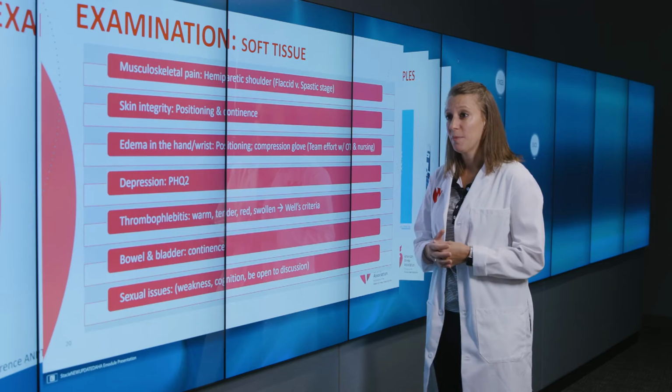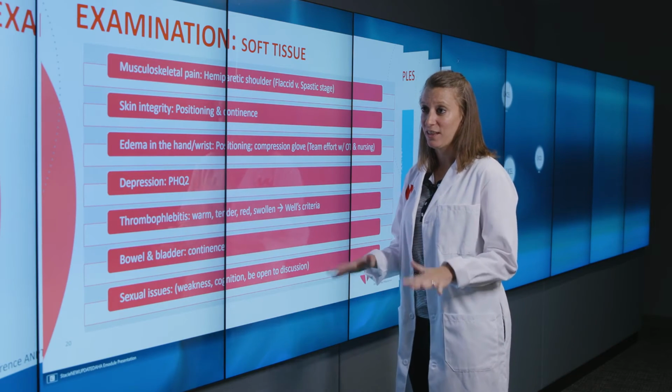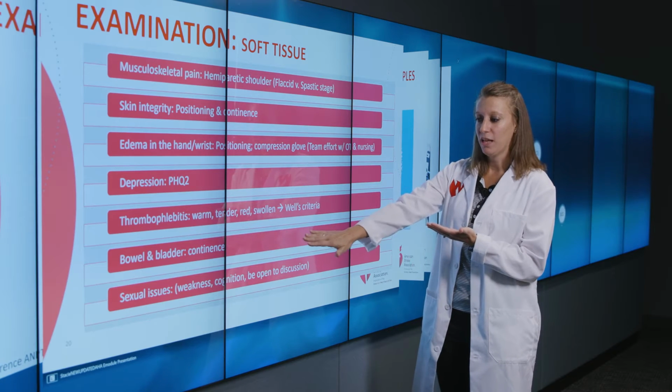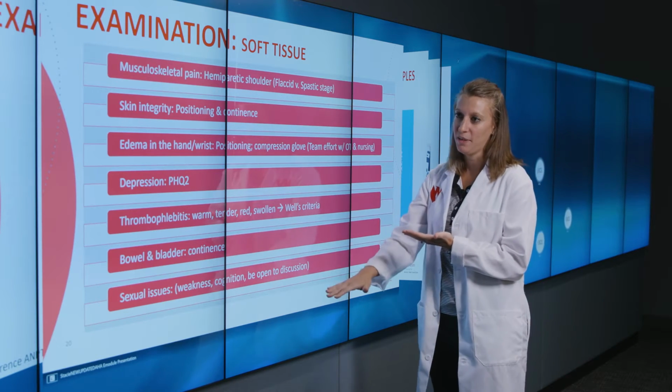Positioning, incontinence, how they're resting in bed, how they're resting in their chair can make a big impact on whether or not their skin integrity remains intact. Edema is pretty common in any dependent limb, especially the hand and the foot. So working with your nurses and your occupational therapists on making sure that there's not too much edema in that hand. Depression, DVTs, bowel and bladder issues, and sexual issues are all common after stroke.